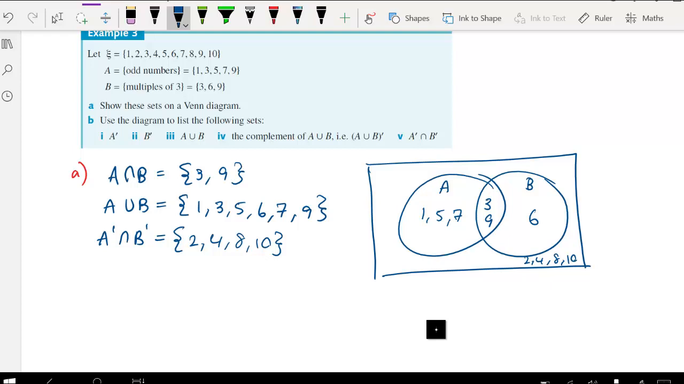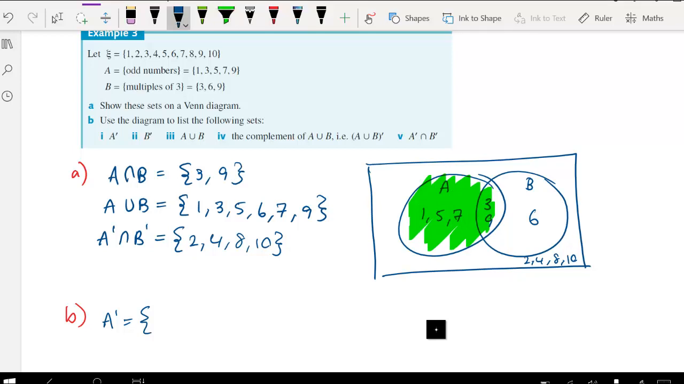So 1, 2, 3, 4, 5, 6, 7, 8, 9, 10. We still have all the values existing within that Venn diagram. For part B, it says, use the diagram to list the following sets. So if we're looking at not A, it is all the values that don't exist inside A. So you can see here that this is A. So everything that is not A is outside of that.